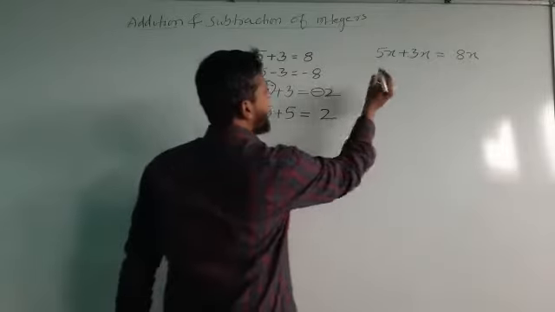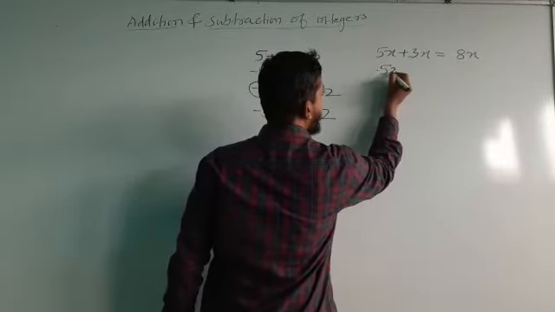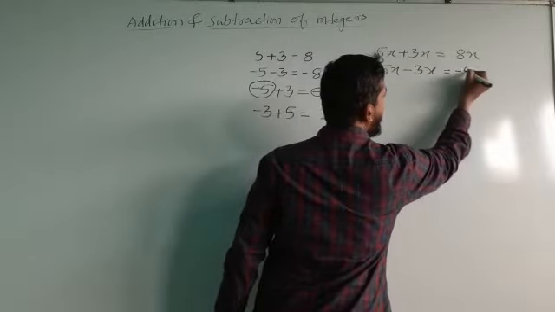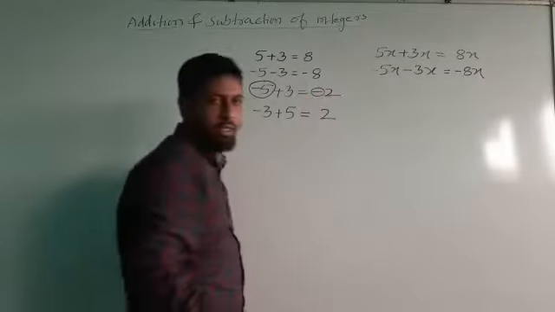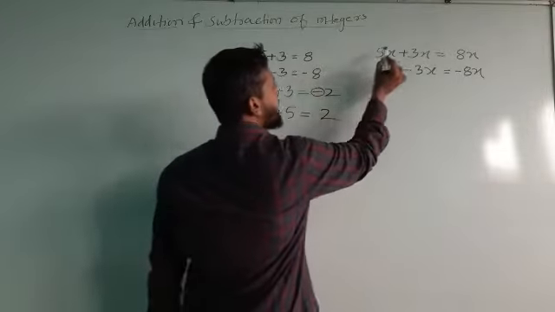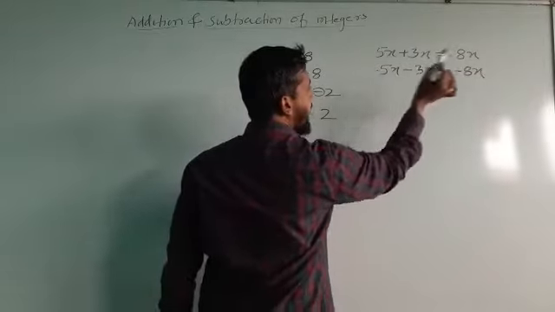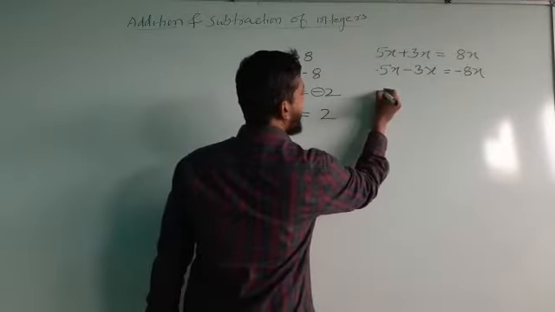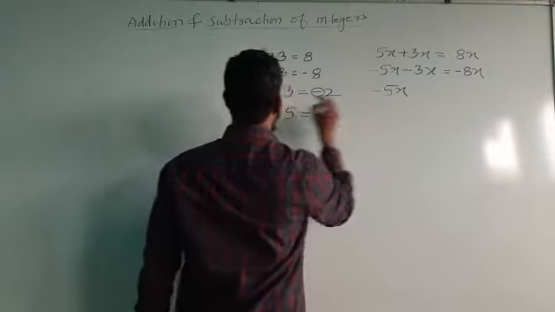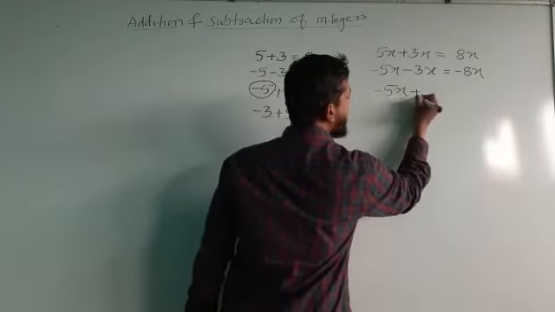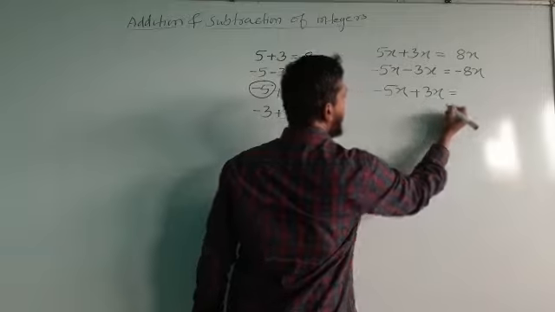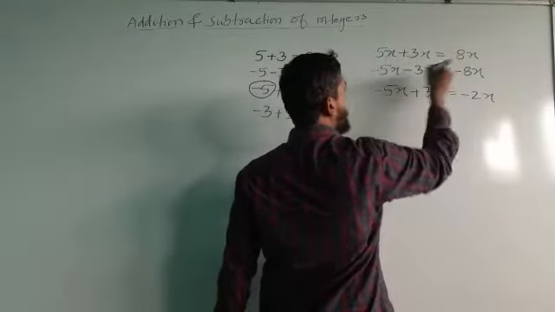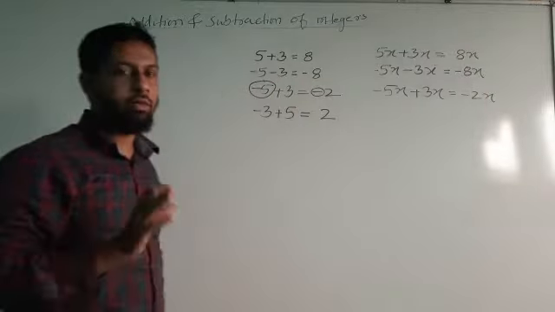The same thing happened with the sign. -5x minus 3x will give you minus 8x. As I told you before, same sign we add, different sign we subtract. Now, one more, we'll see the same example. Minus 5x plus 3x will give you minus 2x. Only difference is this variable. This variable is the only difference.